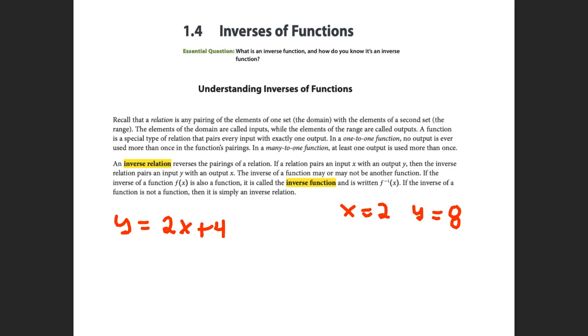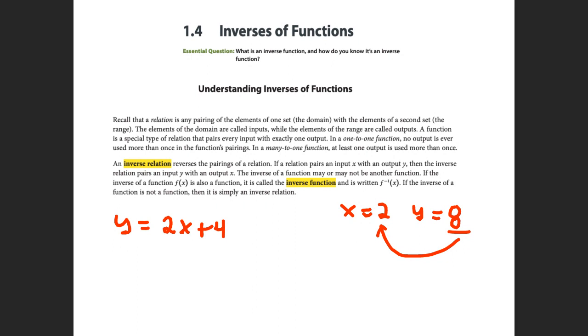Now, what does an inverse function do? Well, an inverse function says, hey, if you plug in 8, you should get 2 back out. It undoes what the original function did. So an inverse function is just going backwards. So how do we write an inverse function? Because that's what I'm going to ask you to do tonight. I'm going to ask you to write an inverse function. Okay? So it's super easy.